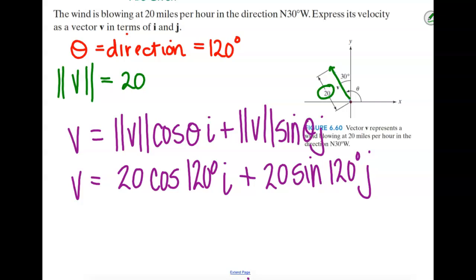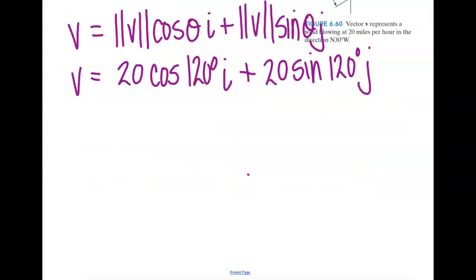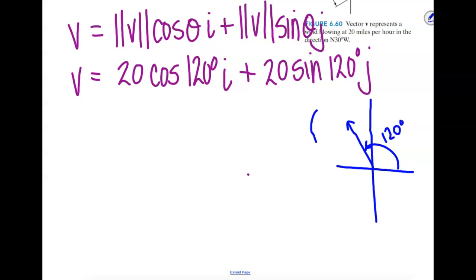Now we think back to our unit circle in Unit 4. Here's our unit circle. We have the angle 120 degrees. What is that ordered pair? That's negative 1/2, comma, square root of 3 over 2. Remember, this is the cosine value, and that's your sine value. So we're going to substitute those fractions in.